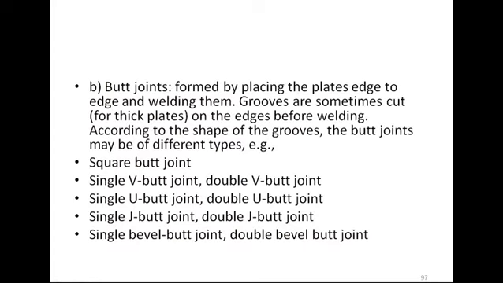Now the next one we are going to see is the butt joint. What is meant by a butt joint? It is formed by placing the plates edge to edge and welding them. Grooves are sometimes cut on the edges of thick plates before welding.